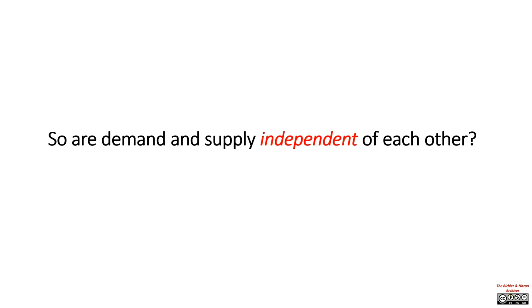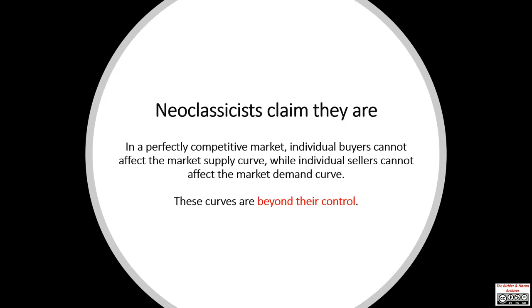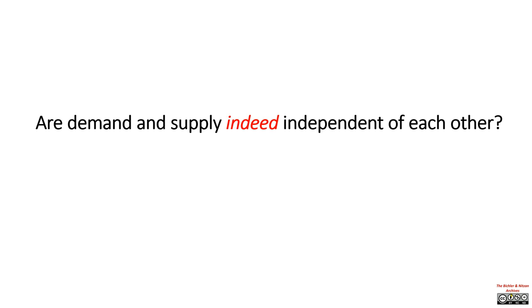So are demand and supply independent of each other? Neoclassicists claim they are. In a perfectly competitive market, they argue, individual buyers cannot affect the market supply curve, while individual sellers cannot affect the market demand curve. These curves are beyond their control. But what if we are not in a perfectly competitive market? Can we still argue that demand and supply are indeed independent of each other? The answer is no, for three different reasons. First, capitalists shape consumer wants. Second, there is oligopoly. And third, there is Piero Sraffa.